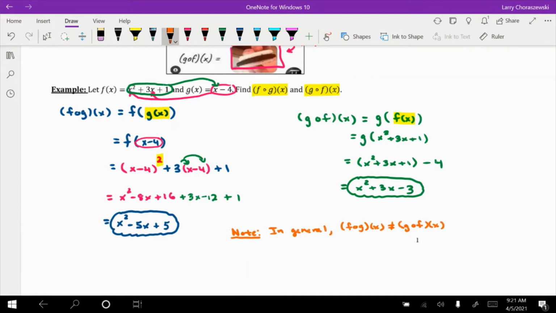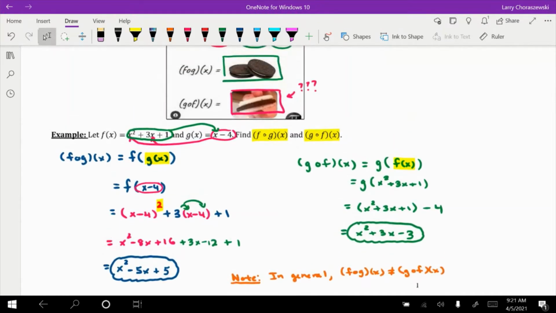There will be some cases where the reverse equals the original, but generally speaking, we can't expect it. We can't expect the two compositions to be equal to each other. Like for example, with the Oreos, we get a different type of sandwich, right? When we reverse f of g of x to get g of f of x. So there are, though, some instances where the two compositions equal each other, and we'll see more of those examples in the next section.